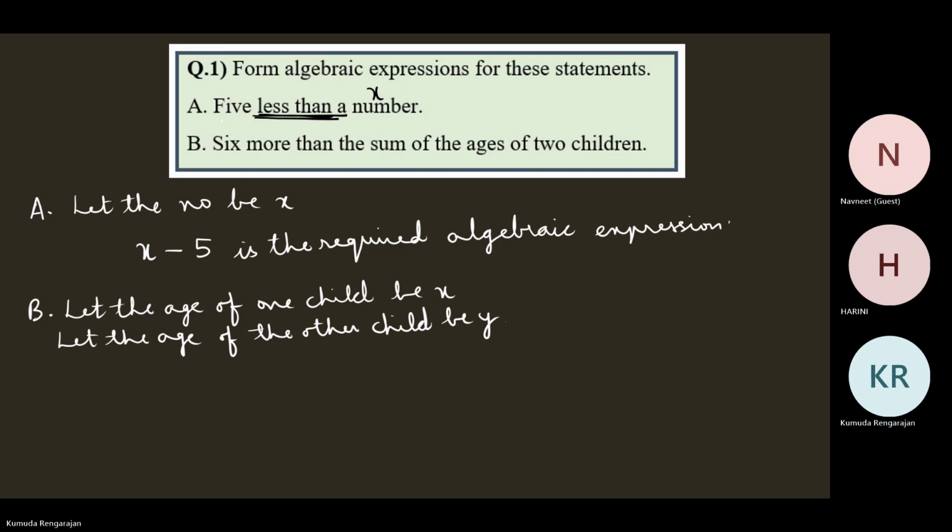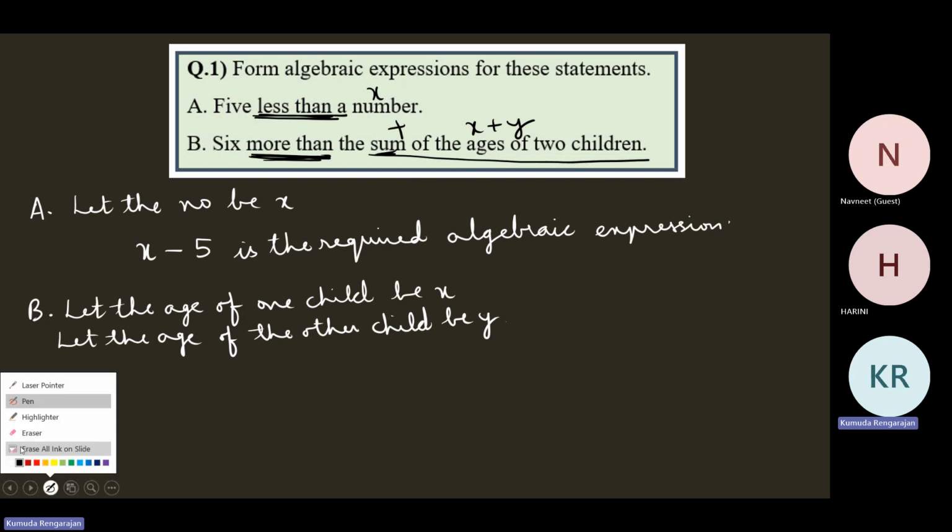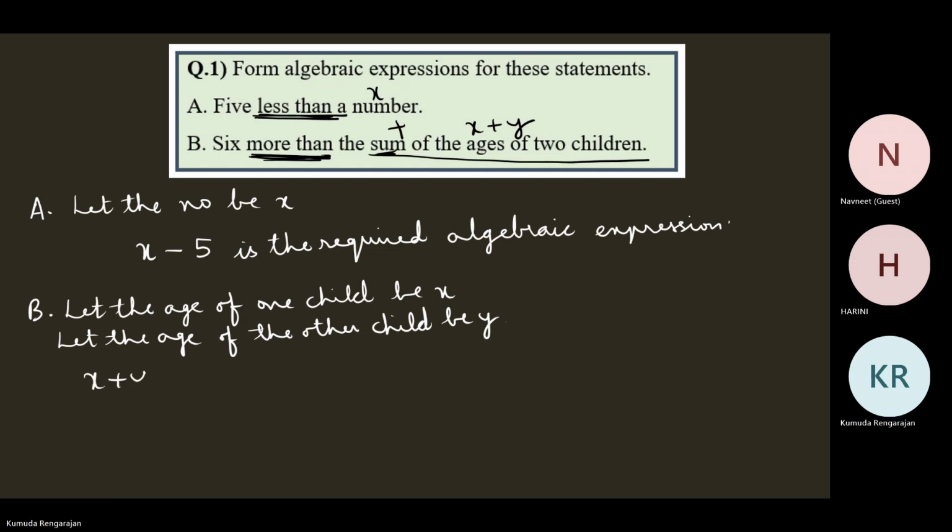So again, here you have more than. I've told you whatever comes after more than or less than, that should be written first. So what comes after more than? The sum of the ages of the 2 children. The sum means you should add. The ages are x and y. Sum of the ages means x plus y. So you should write x plus y first. Then more than means plus. How much more than? 6 more than. So x plus y plus 6 is the required algebraic expression.